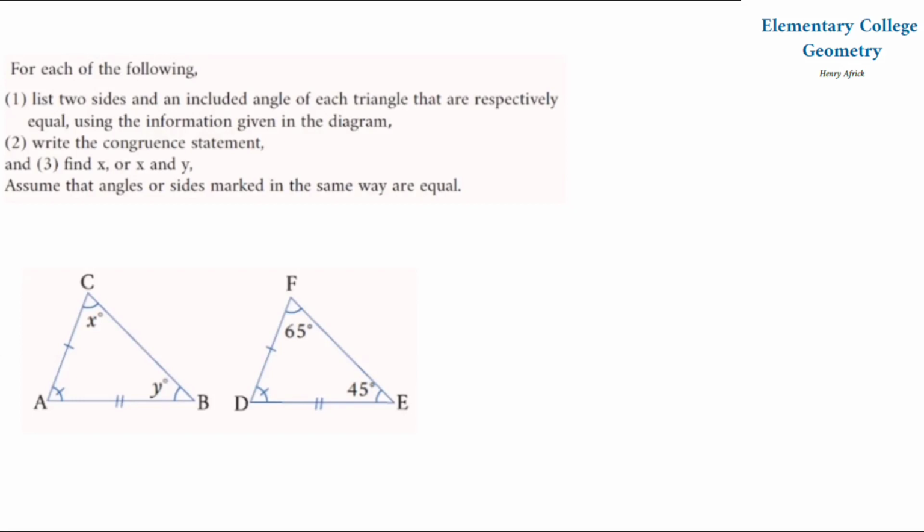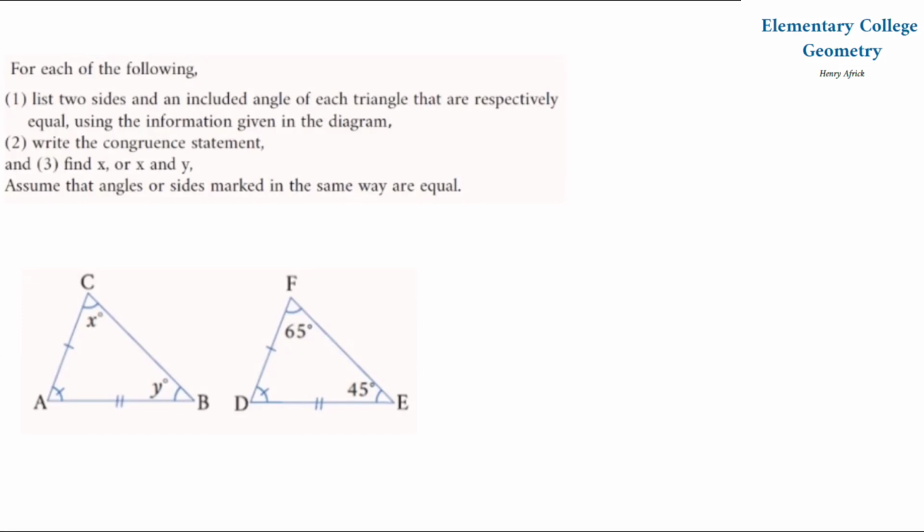The question is, for each of the following: 1, list two sides and an included angle of each triangle that are respectively equal, using the information given in the diagram. 2, write the congruent statement. And 3, find x or x and y. Assume that angles or sides marked in the same way are equal.